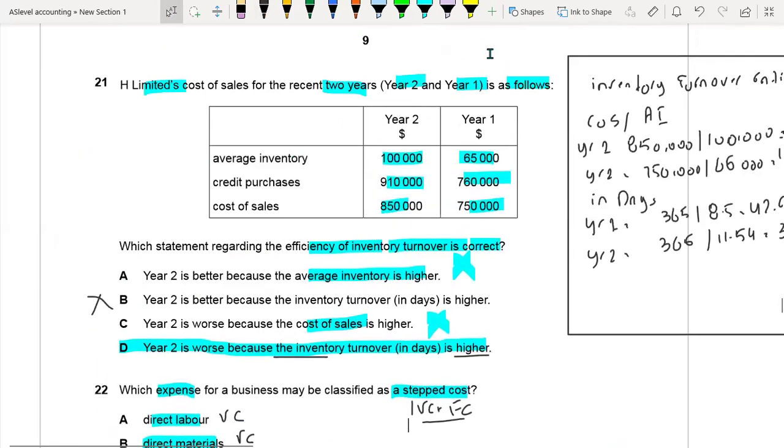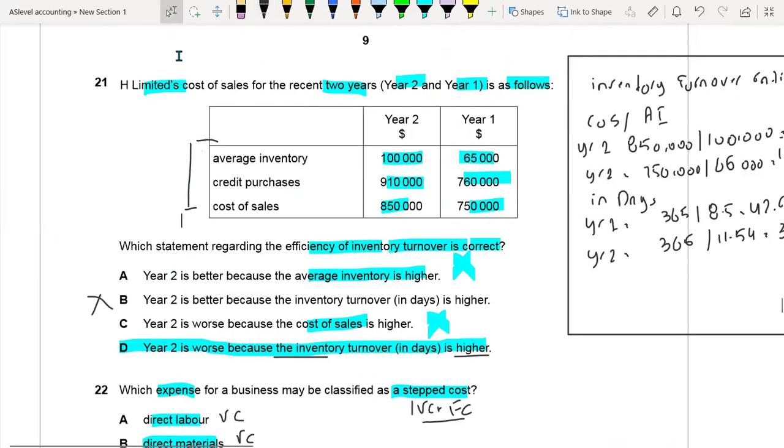Okay. So now let's see question number 21. In question number 21, the estimated cost of sales for the recent 2 years, year 2 and year 1, is as follows. This is the information of average inventory, purchases and cost of sales for each year. Which statement regarding the efficiency of inventory turnover is correct?